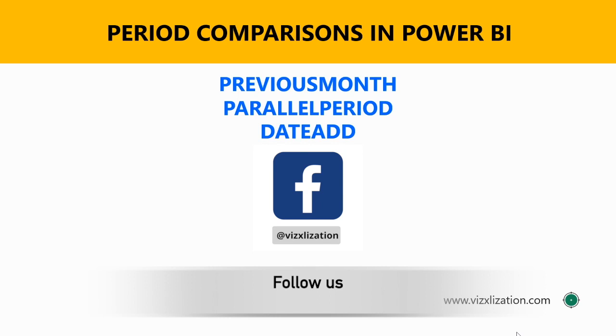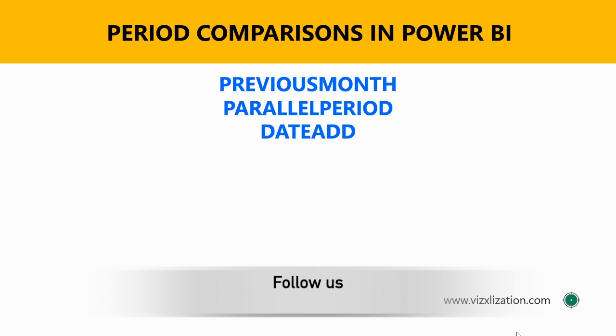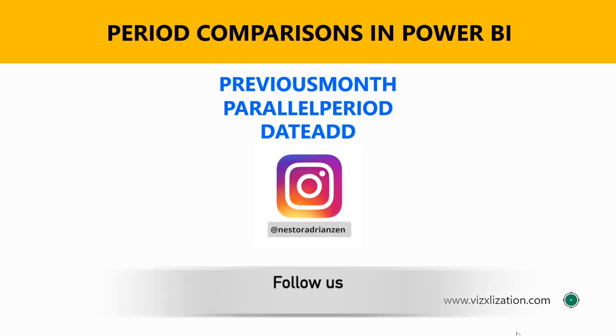So what's the difference among previous month, parallel period, and Dateadd in Power BI? Can we get the same results with these three functions? If you had these questions before, this tutorial is definitely for you, my friend.